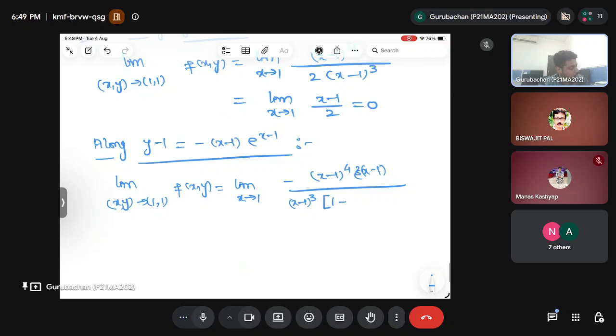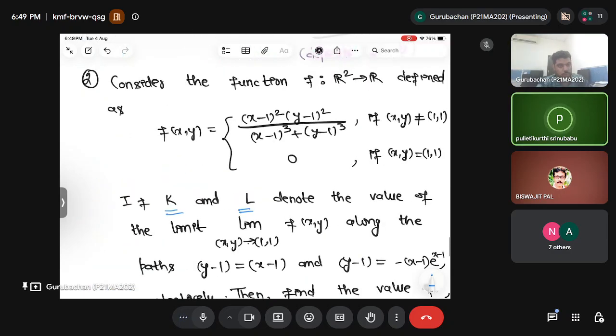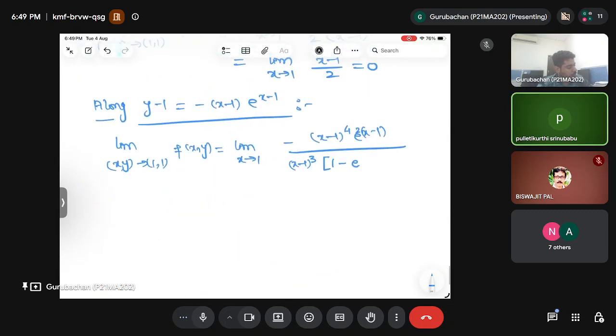Sir, in the numerator, it may be (x minus 1) whole cube, sir. No, in the given function you are given (x minus 1) whole square. Minus 1 by 3 is coming. Yes, you're right. So here it is square now, both. So minus 1 minus e to the power 3 times (x minus 1). I hope this would be the case. Yes, sir. 0 and minus 1 by 3.